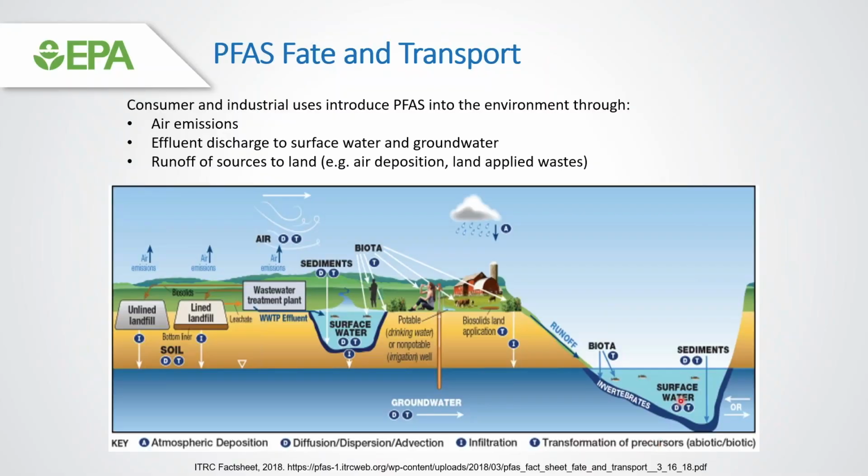I mentioned fate and transport in a number of pieces here. I won't go through a conceptual site model, but this is just to give you a sense. This is from an ITRC fact sheet. They put out a number of very good reference materials for folks that want to get more familiar with PFAS. But basically, it's to show that as a result of their ubiquitous use, they end up in a lot of different places and therefore have the potential to get into source waters a number of different ways.